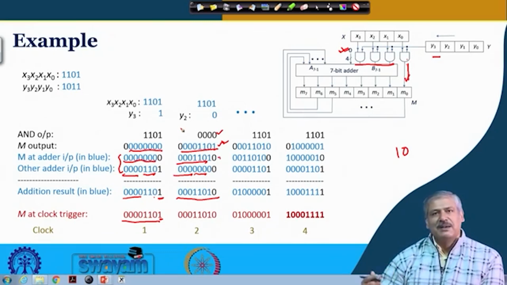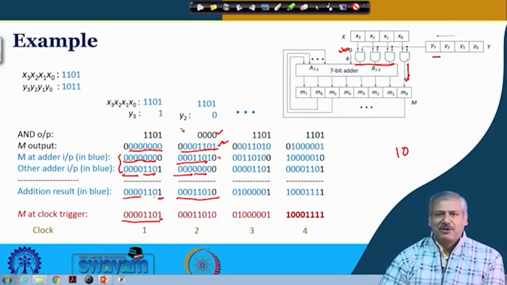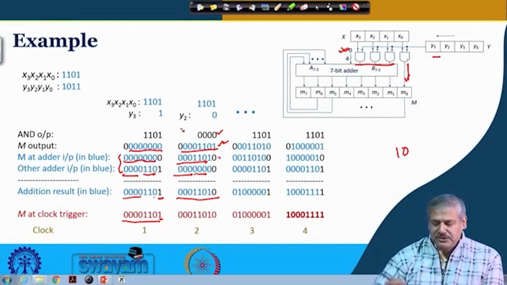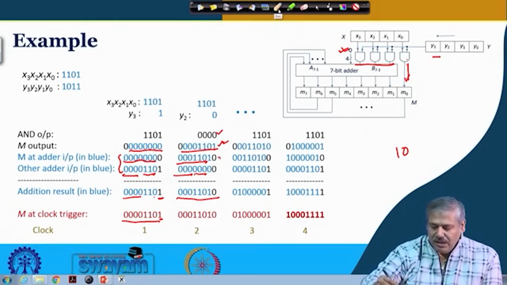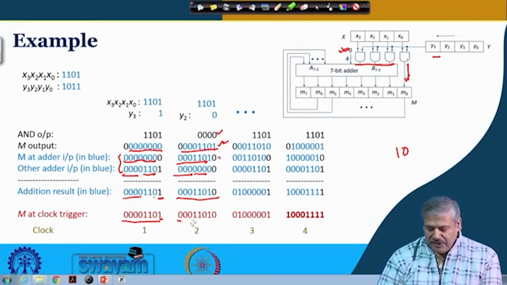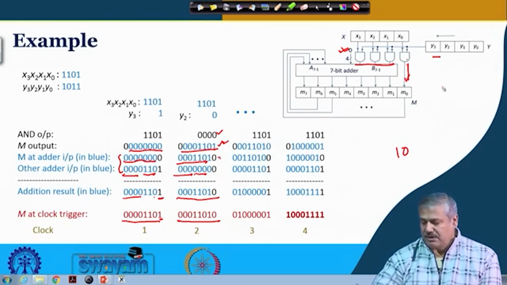We are not doing any shift register based shifting, it is not required, and we are saving on clock cycles, and also the complexity of the circuit is reduced. After that, the value of this shift register becomes 0 0 0, and this M register becomes 0 0 0 1 1 0 1 0. So, 0 0 0 1 1 0 1 0, and now again it is getting shifted.